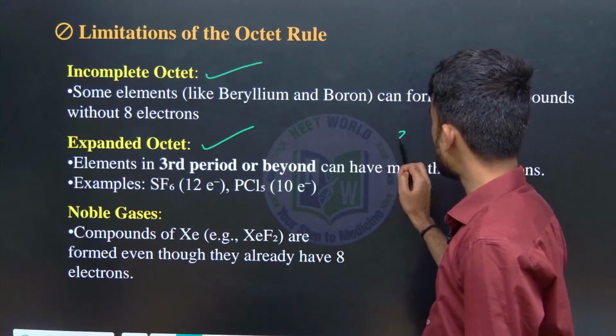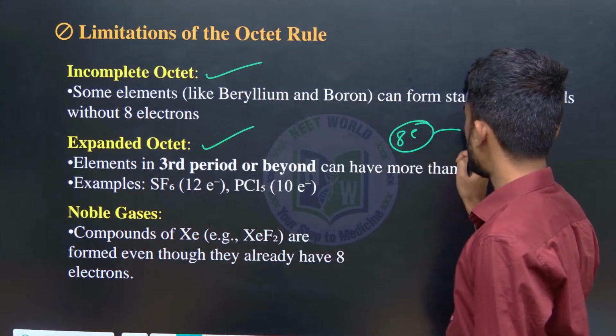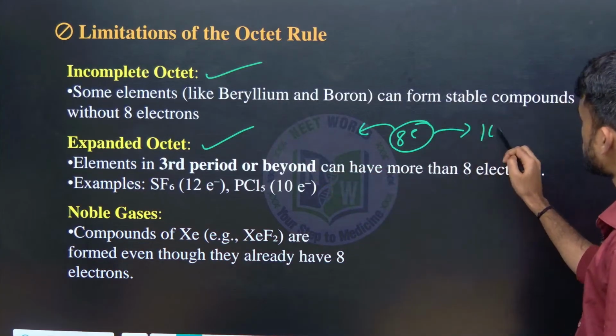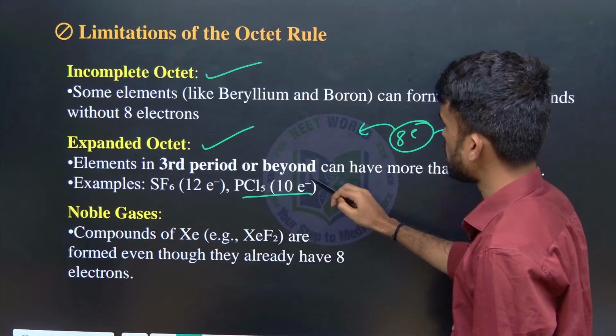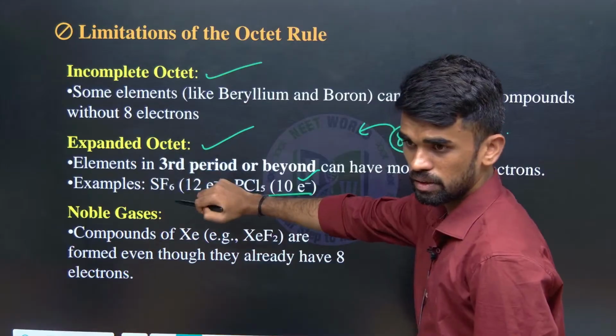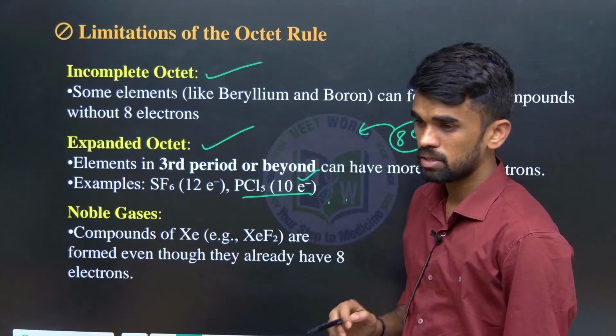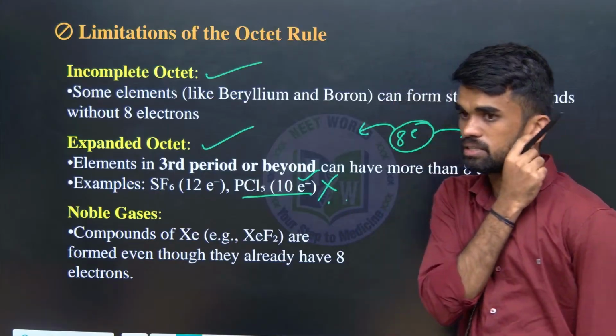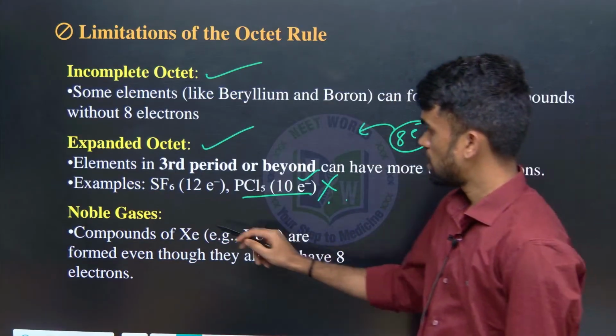Some are expanded octet. It means 8 electrons are an octet. If it is less than 8, incomplete. More than 8, for example, PCl5 is having 10. It is existing, but he told that only 8 electrons are stable. So it is also existing, but not explained. What is the reason behind this? By Lewis.